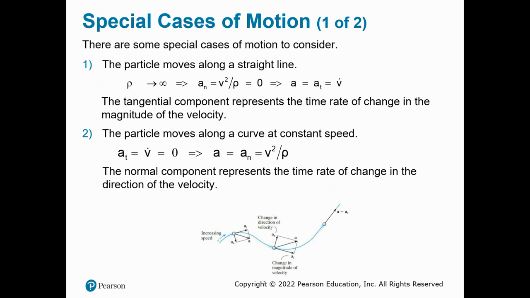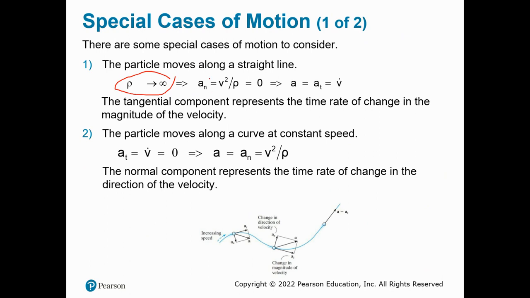Under the condition that we travel along a straight line, rho becomes infinity. We have an infinitely big radius. The radius of curvature becomes infinitely big. That means we're traveling along a straight line.